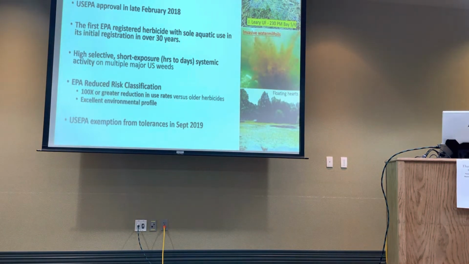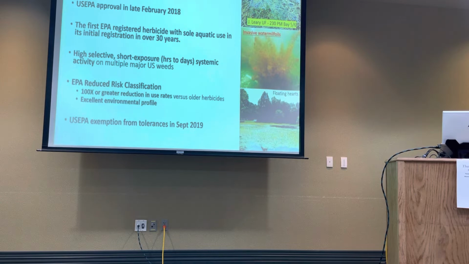And then in 2018, ProcellaCOR was released to the market with US EPA approval. It's the first EPA registered herbicide with sole aquatic use in its registration in 20 or 30 years. Most herbicides are created and permitted for aquatic and terrestrial use, and generally lean towards being designed for terrestrial use because the applications are a lot wider range. But ProcellaCOR was different in that it was made just for aquatic use and only labeled for that.